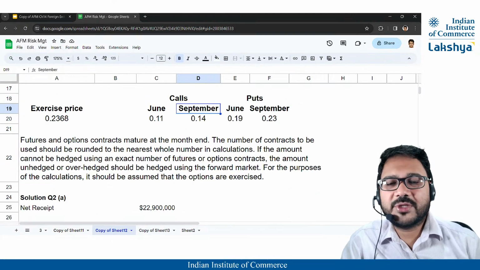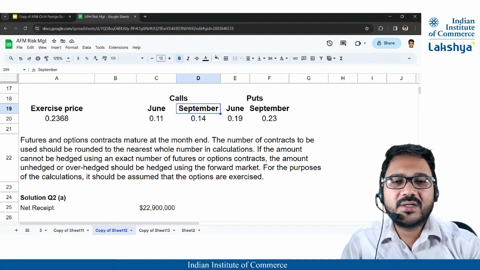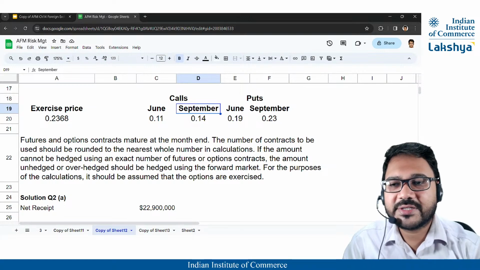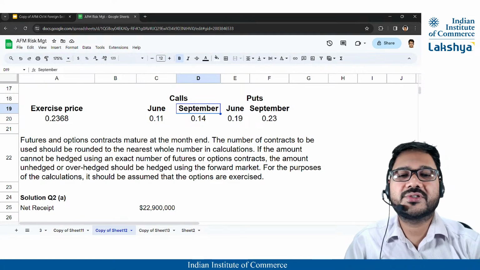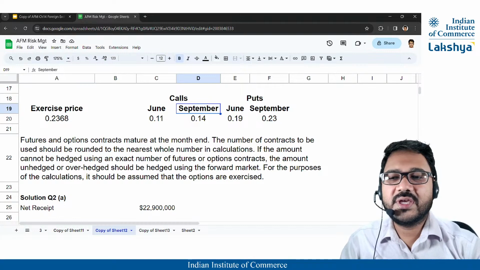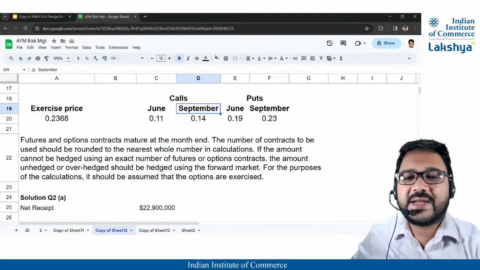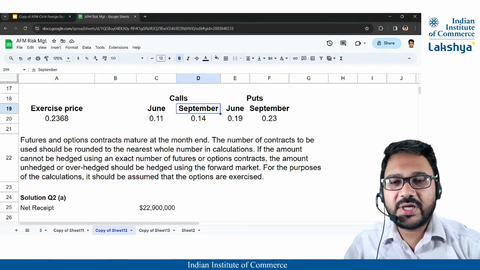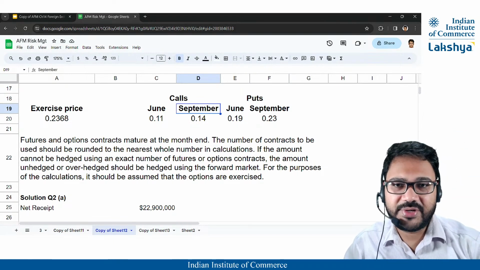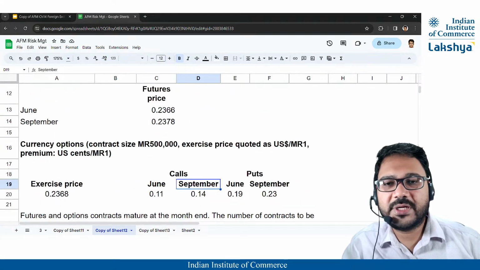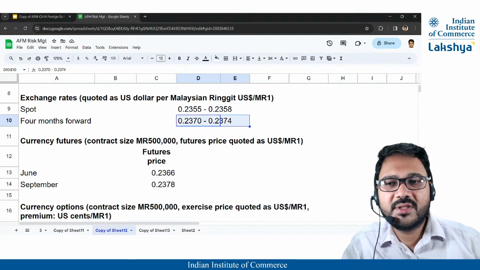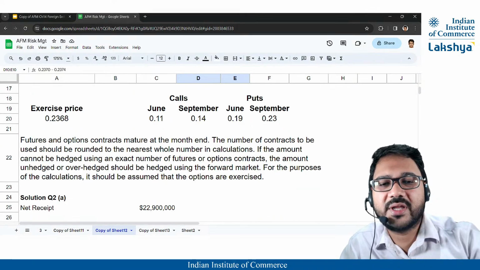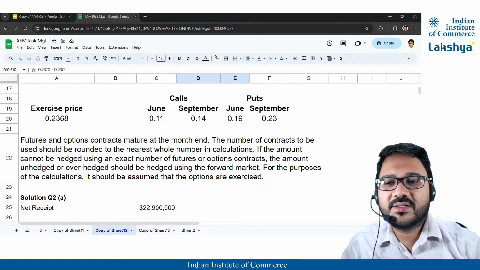Futures and option contracts mature at the month end. So this is given to us as one assumption. The number of contracts to be used should be rounded to the nearest whole number in calculations. If the amount cannot be hedged using an exact number of futures or options, the amount under or over hedged should be hedged using the forward market rate. So the forward market rate is given to us over here. This is the rate we shall use in order to hedge the overhedge component or underhedge component, right?